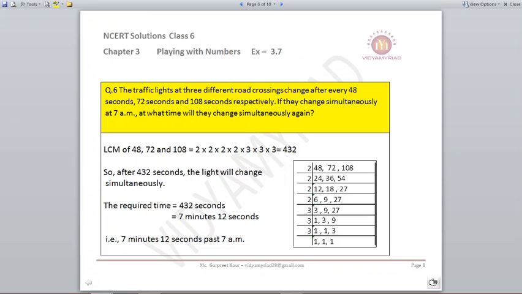So what does it mean? The required time will be 432 seconds, which means it is 7 minutes and 12 seconds. We know that in 1 minute there are 60 seconds. 7 sixes are 42, so 420 seconds it will be, plus 12, it comes to 432 seconds. So the time is 7 minutes 12 seconds past 7 am.